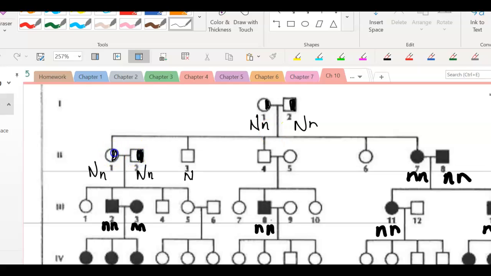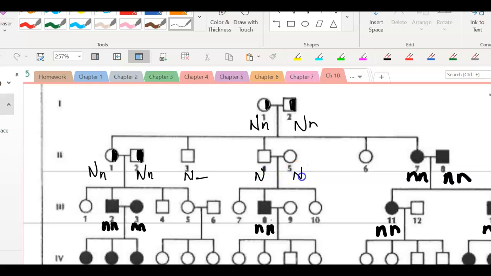The only thing we know about individual 3 in generation 2 is the fact that they're normal, but we don't know what the other allele is, so we have to leave it open because you don't know if they are homozygous dominant or if they're a heterozygote. You just know they're normal.